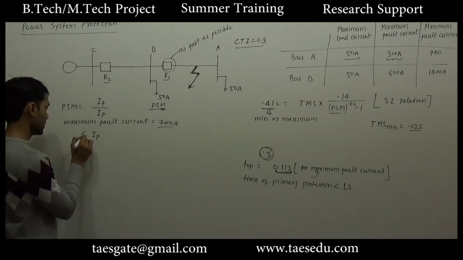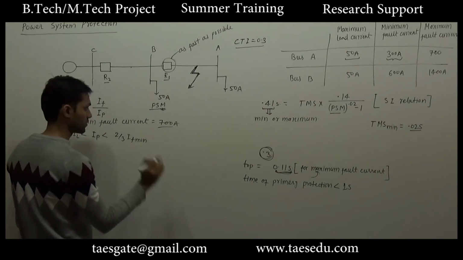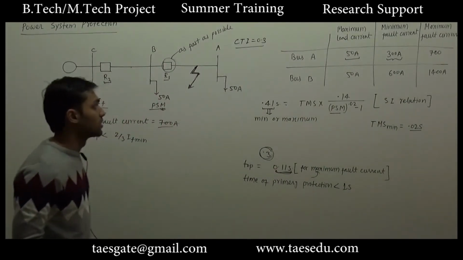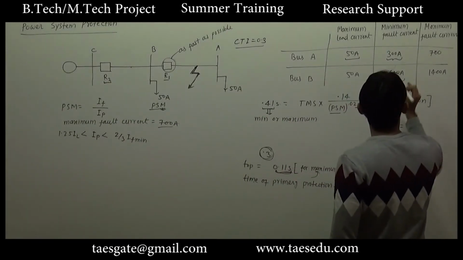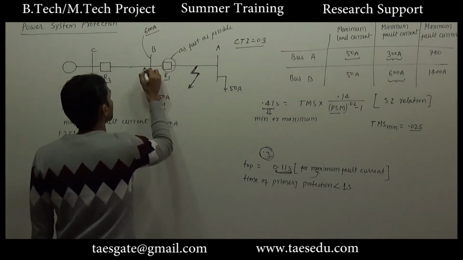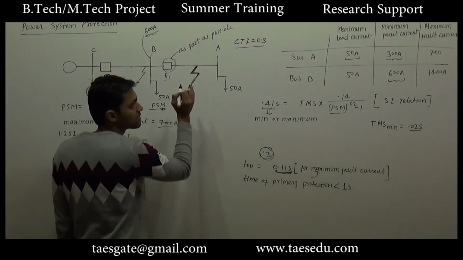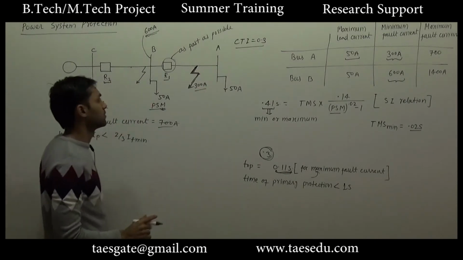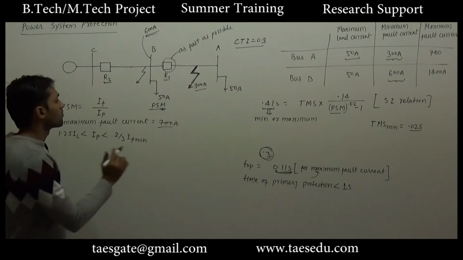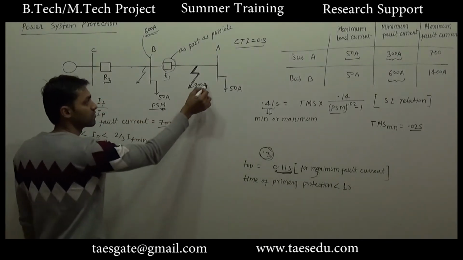Again I will write the formula. The pickup current should be 1.25 of load current and 2/3 of minimum fault current. Now if we consider this relay, there may be two cases for minimum fault current. One minimum fault current is 600 ampere, that is for bus B. That is, if a fault occurs at this point, the minimum fault current will be 600 ampere. And if a fault occurs at this point, the minimum fault current is 300 ampere. For this fault, if R1 fails, the only relay left is R2. So R2 has to provide protection for this fault current. So the minimum fault current for R2 will be 300 ampere because it has to provide protection for this current also.